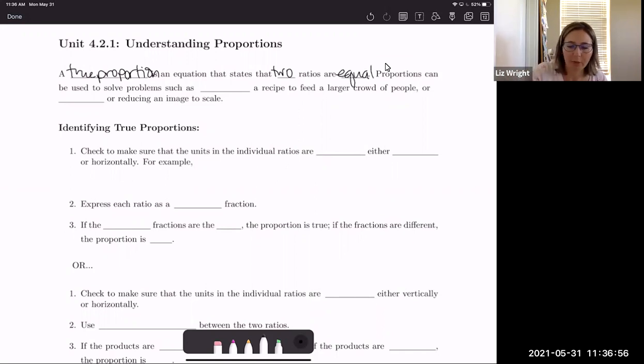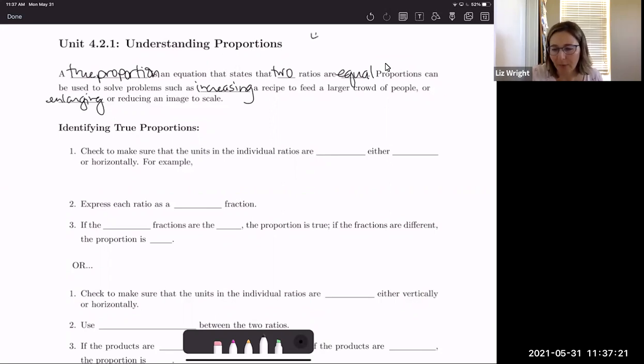Proportions can be used to solve problems such as increasing a recipe or decreasing it to feed a larger crowd of people, or enlarging or reducing an image to scale. So a true proportion is an equation that states that two ratios are equal.